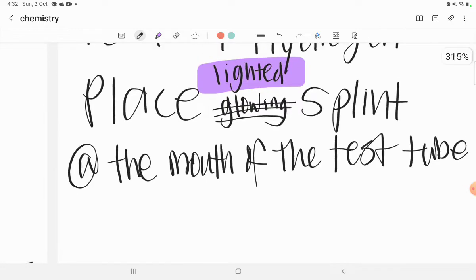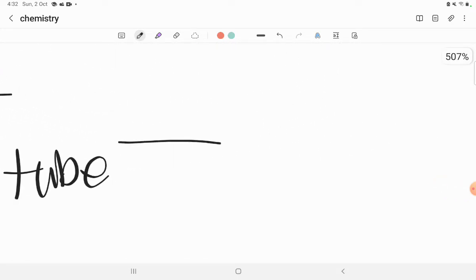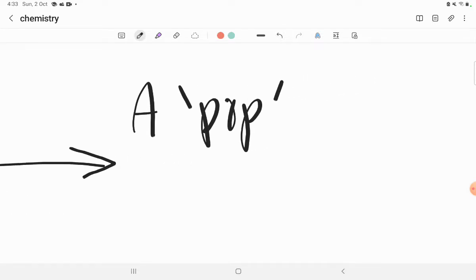Now that you've placed a lighted splint at the mouth of the test tube, what will happen? How do you know if it's hydrogen? You can't just put a lighted splint and say, okay, that's done, it's hydrogen. No, you need an indicator. You need something to happen to tell you that it's hydrogen. And the thing that happens is a pop sound.